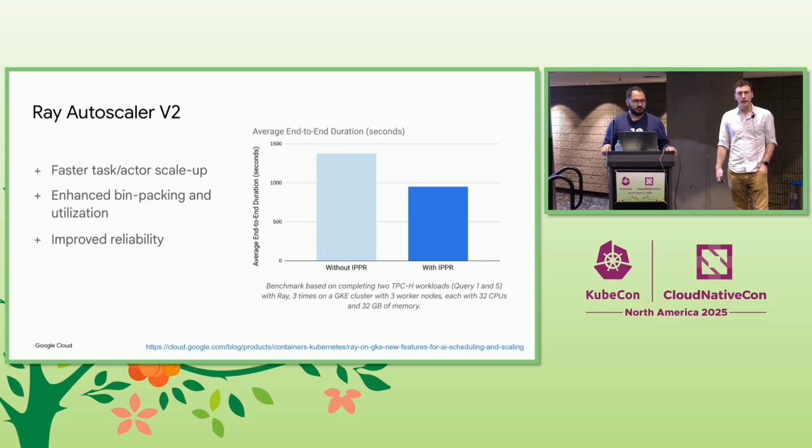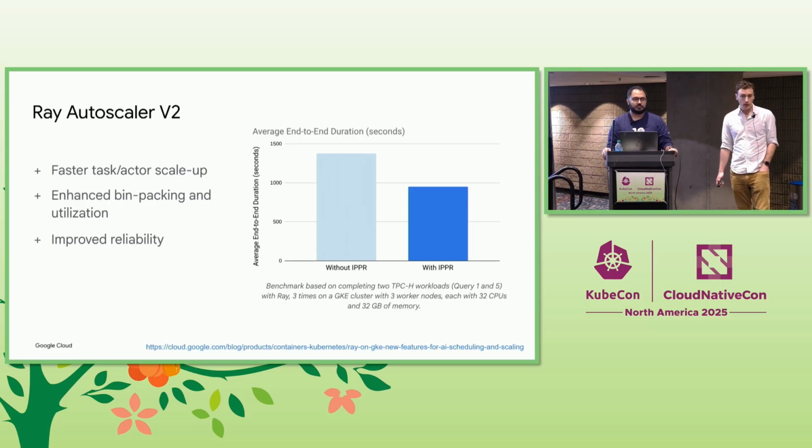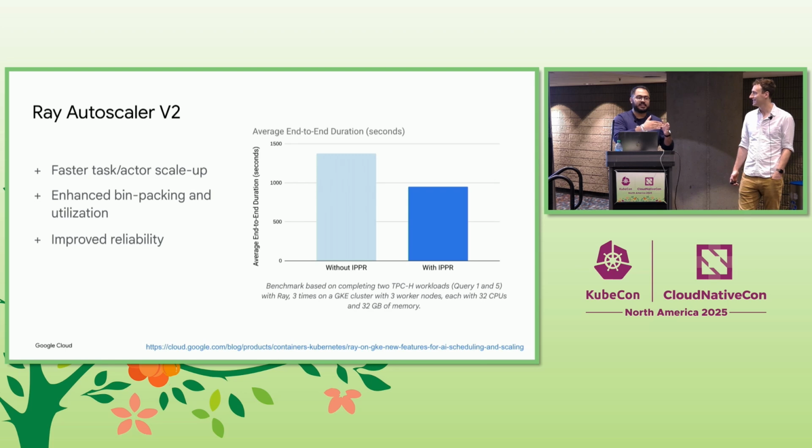So I think it was just last week was the Ray Summit where they announced the Ray Autoscaler v2. And Ray Autoscaler v2 has native integration with Kubernetes In-Place Resize for faster task and actor startup or scale up, better utilization, and improved reliability. They did some early testing on some existing benchmarks and found that in this one benchmark, there was a 30% improvement in efficiency using In-Place Resize. And this was your one and only AI adjacent slide, so.